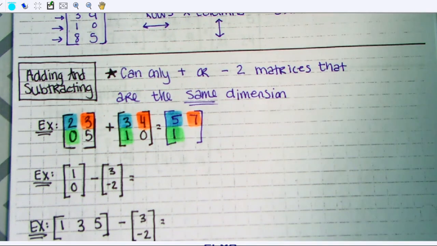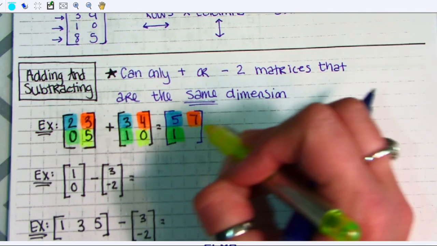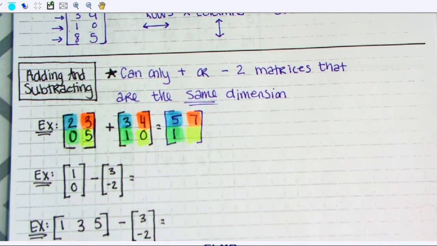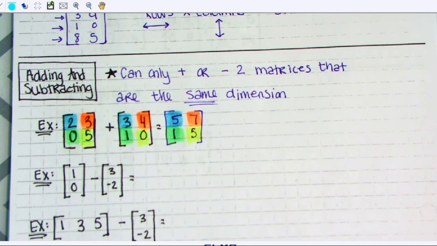And as far as the math behind a matrix, it's usually not that difficult. This problem, I'm making it seem like it takes forever. It really doesn't. It's just because I'm showing you all the steps. You're just adding. 2 plus 3 is 5. 3 plus 4 is 7. 0 plus 1 is 1, and 5 plus 0 is 5. That's it.